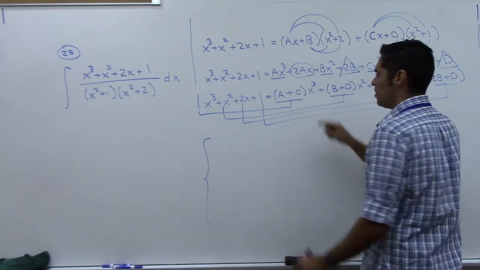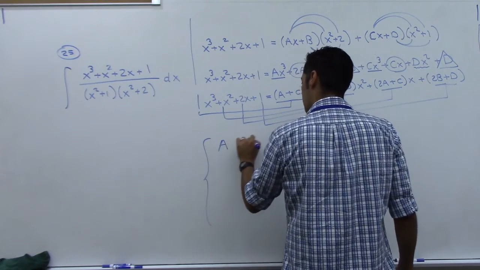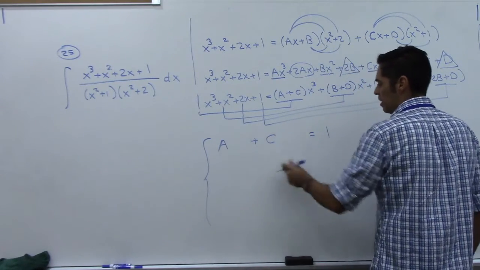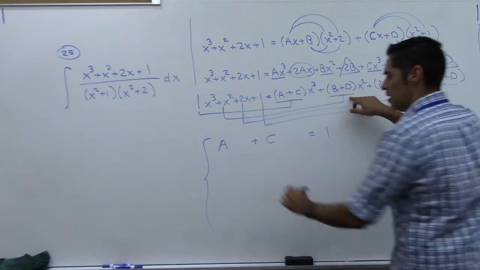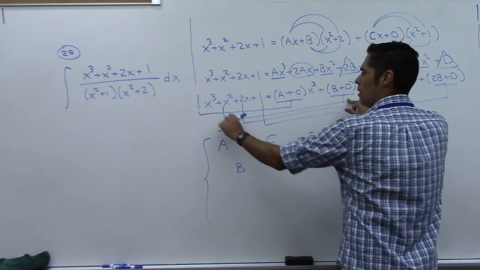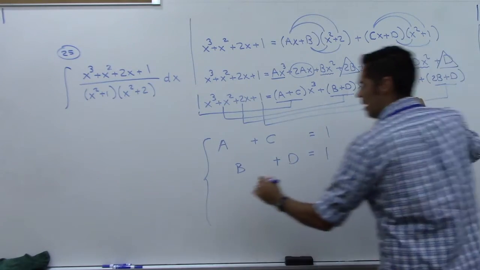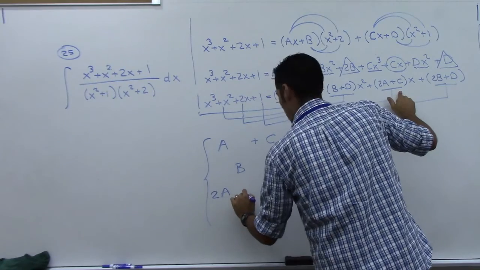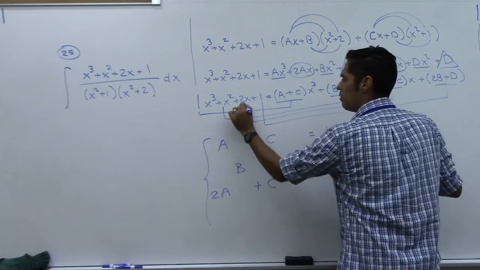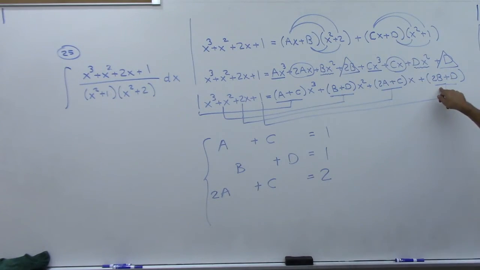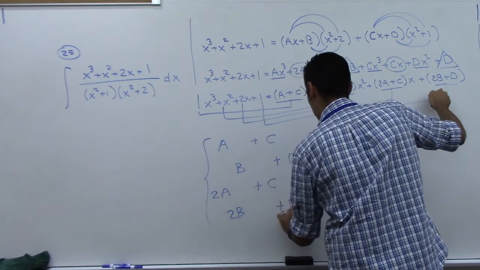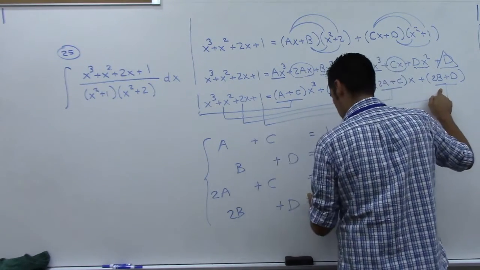So first one, a plus c is 1. I'm giving myself enough room for a, b, c, and d here. The next one, b plus d must be 1. The next one, 2a plus c must equal 2. And the last one, 2b plus d must be 1.